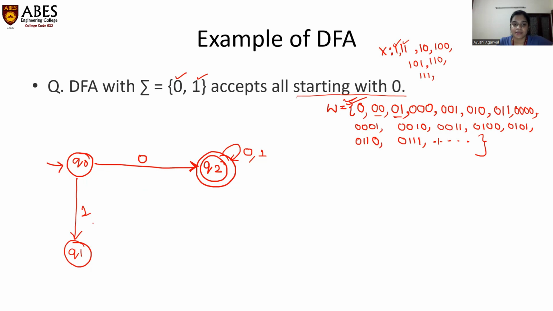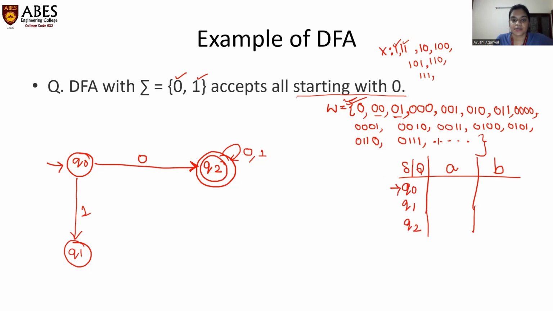So this is the transition diagram for this particular statement: a DFA for input strings 0, 1 that accepts all strings starting with 0. Now let us draw the transition table for this, and correspondingly we will write all 5 tuples. We have 3 states Q0, Q1 and Q2. Our Q0 state is the starting state. Our Q2 state is the final state. Now let's complete this table with the help of this diagram.